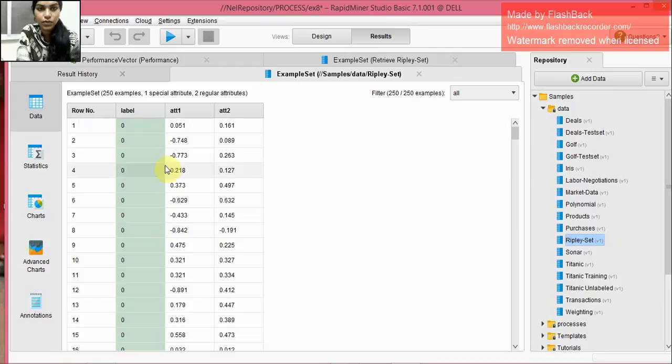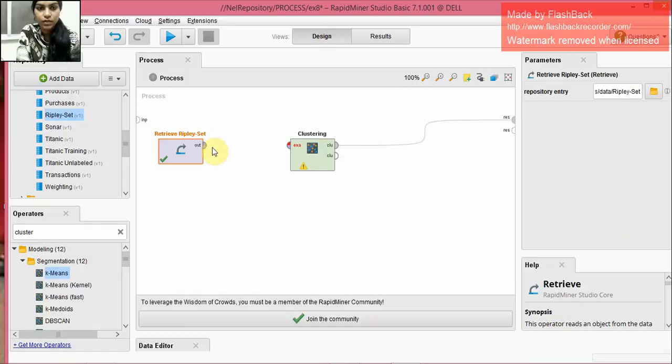This was the data set which I used over here. That is, we had row number, label, attribute. There are two attributes, attribute 1 and attribute 2. Further moving to the design, we make the needed connections. We run it.